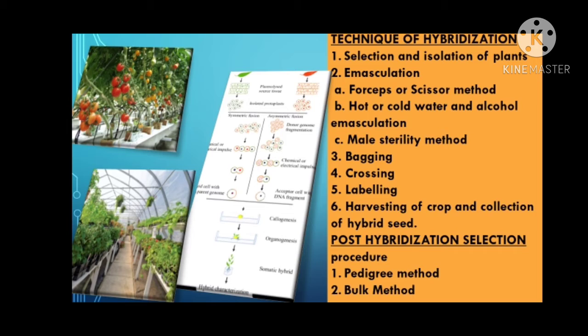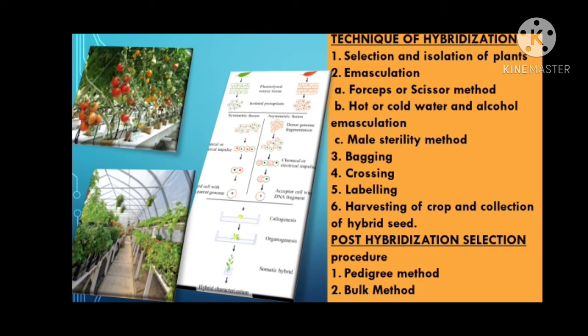Male sterility method. In some self-pollinated plants such as barley, sorghum, onion, bajra, the emasculation operation may be eliminated by the use of male sterile plants which have sterile anthers. Male sterility is created by manipulation of such genes. Male sterility can also be induced by spraying some chemicals like 2,4-D, naphthalene acetic acid, maleic hydrazide, and triiodobenzoic acid.